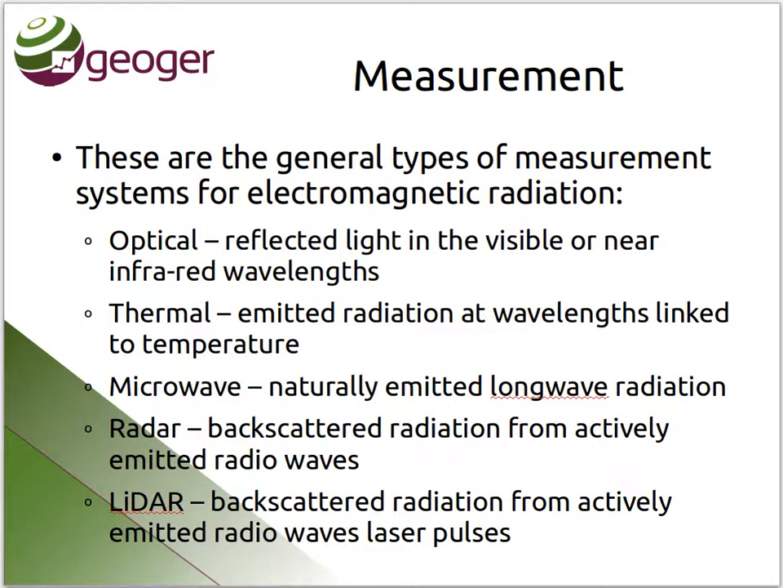So in terms of the types of measurement and the types of sensor that you can get, optical measures reflected light, usually in the visible or near infrared wavelengths. Looking at slightly longer wavelengths, thermal sensors measure emitted radiation and are linked to temperature. Longer again, we can look at microwave emissions, and we can measure those, or we can send out our own microwaves and then measure the backscatter or the return to the sensor from the pulse that was sent out.